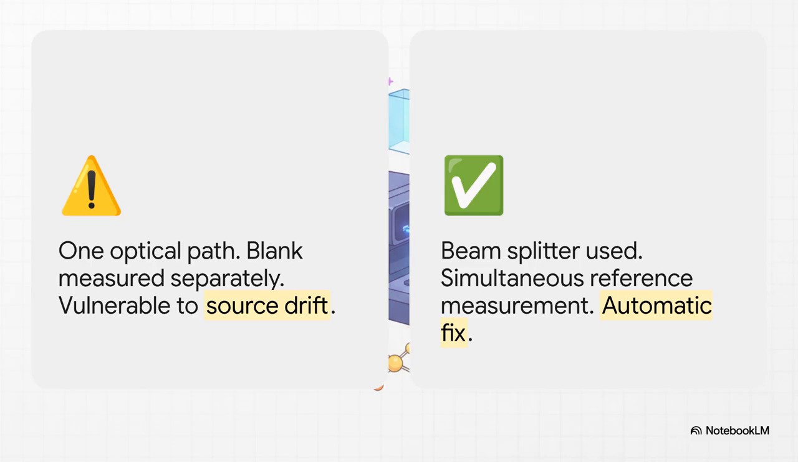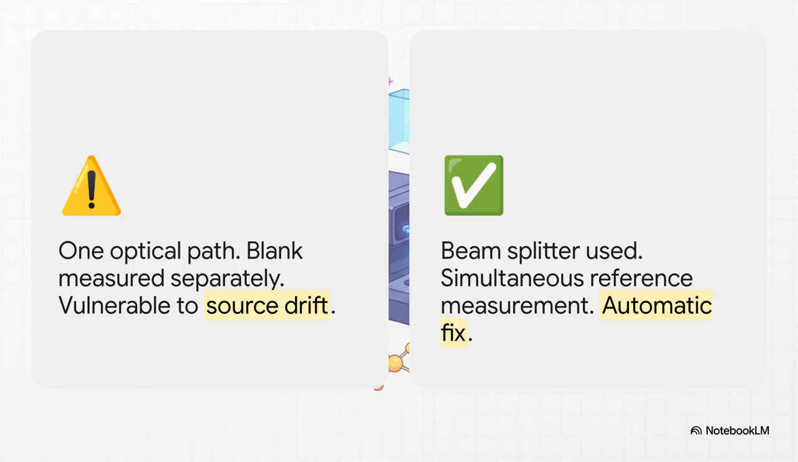In a simpler single beam instrument, there's only one optical path. You have to put a blank solvent in the machine, measure its baseline, take the cuvette out, put your real sample in, and measure that. The fatal flaw here is time. If the intensity of your lamp drifts or fluctuates between the time you measure the blank and the time you measure the sample, your data is totally inaccurate.